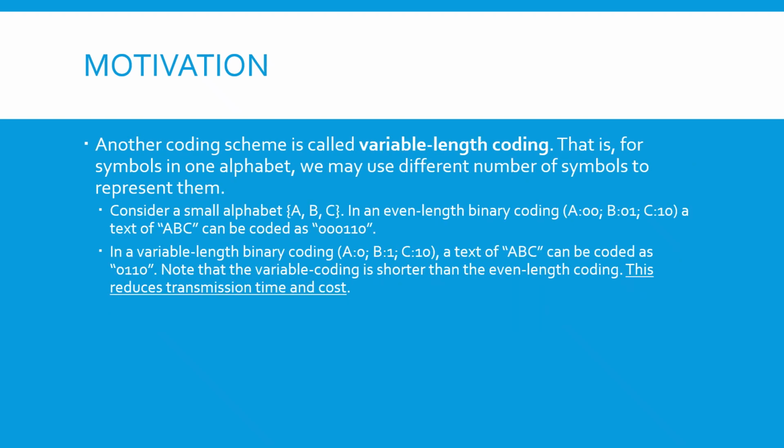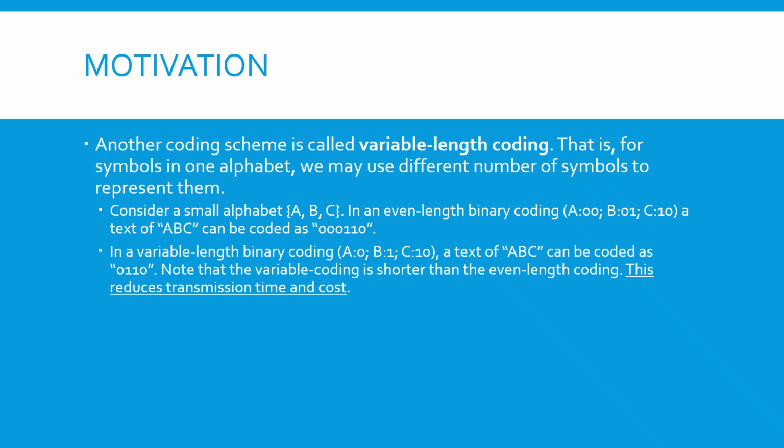Another type of coding scheme is variable-length coding, where different characters may be represented using codes of different lengths. Consider a simple alphabet A, B, C. Under a fixed-length coding scheme, we might encode A as 00, B as 01, and C as 10. In this case, the string ABC is encoded as 000110.